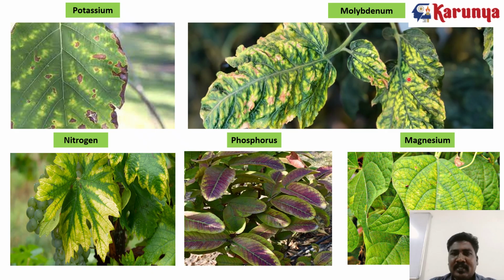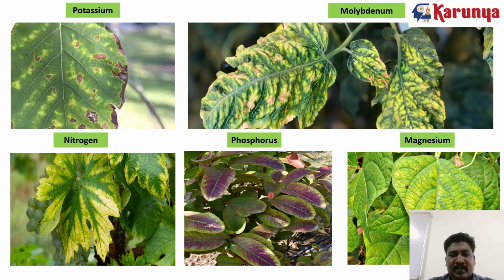Those are the deficiency symptoms of molybdenum. These two nutrients are producing some dead spots, whereas nitrogen, phosphorus, and magnesium are not producing any dead spots. Nitrogen always produces yellowing of a leaf, which will start from the tip of the plant and move towards the petiole. So it always produces a yellow-colored leaf and also an inverted V-like structure.